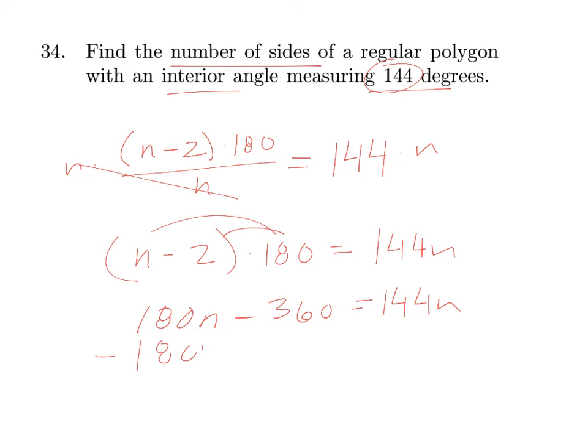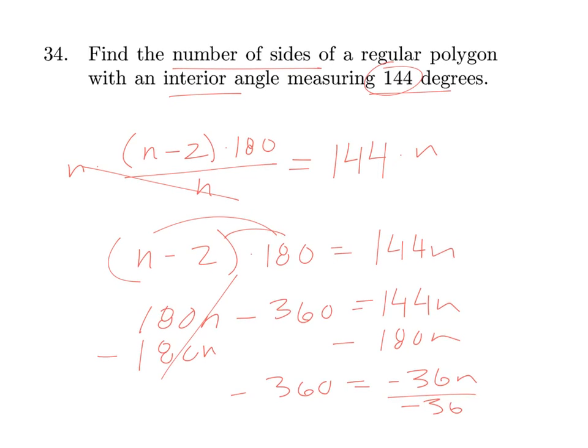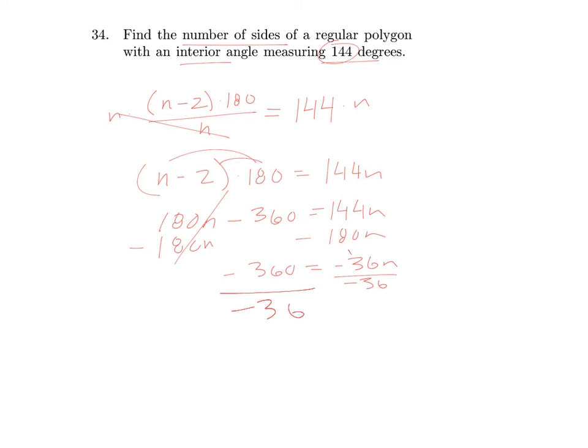I'll subtract 180n. I have negative 360 is equal to negative 36n. Divide by negative 36. And I have n is equal to 10. That's the number of sides. All right, and that's what they're asking for. Done. And just to get the name down, just like a decade is 10 years, so a 10-sided polygon is a decagon.